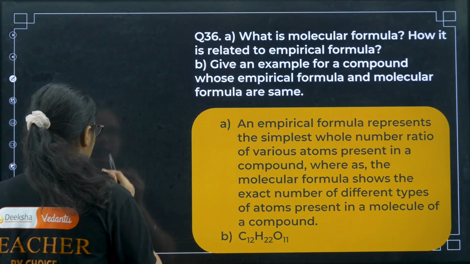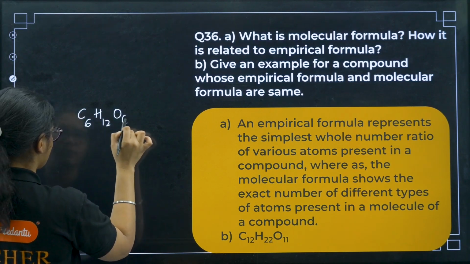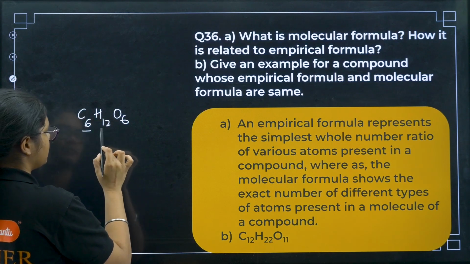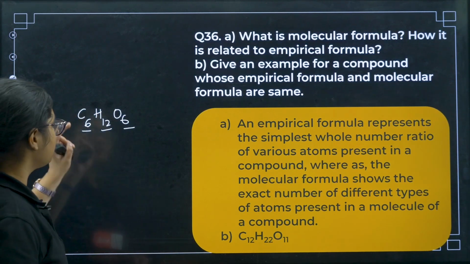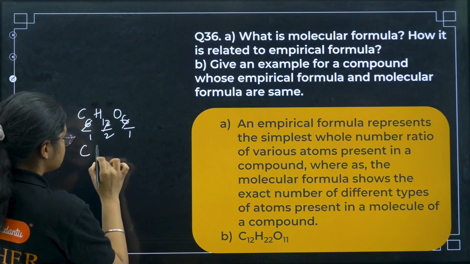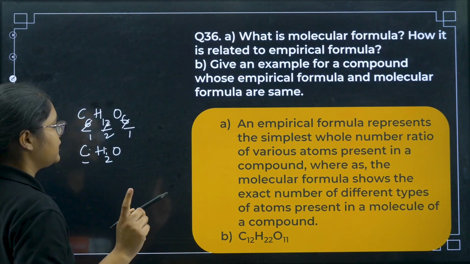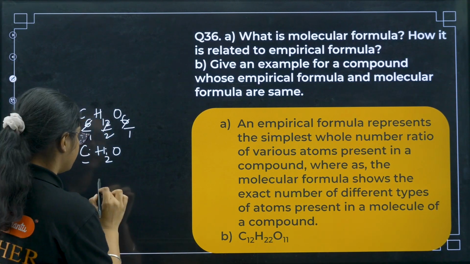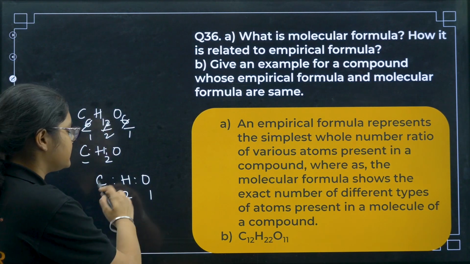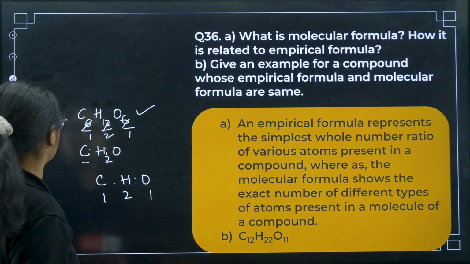I'll give a simple example. Let us talk about glucose. This is the formula of glucose, right? In glucose there are 6 carbon, 12 hydrogen and 6 oxygen. Now if you take a ratio of these atoms, just divide it, and you get CH2O. This tells you the ratio of the atoms of carbon, hydrogen and oxygen, 1:2:1. So this ratio is given by the empirical formula, whereas the exact formula is given by the molecular formula.